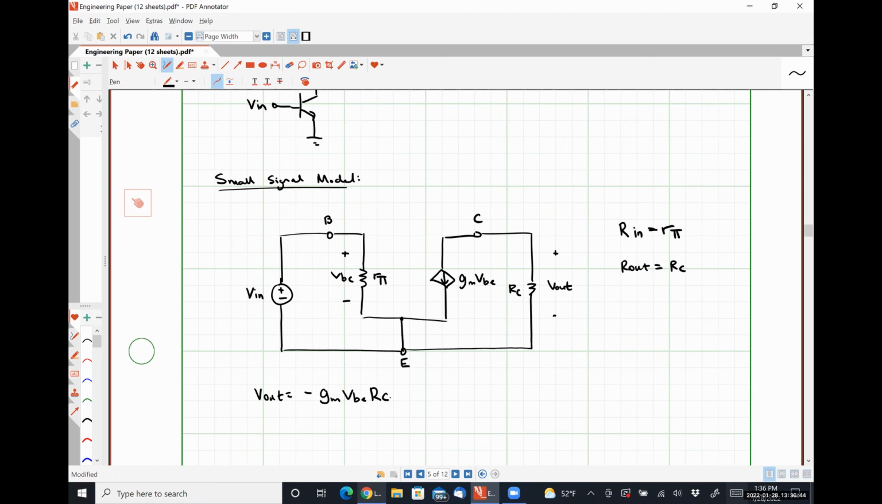All right. So I got there by saying the current that's flowing into the negative polarity terminal of V out is GM VBE. And from Ohm's law then, V out is negative GM VBE times RC, because the current's flowing into the negative polarity terminal. Literally circuit analysis one level analysis here. All right. Gregory, what's the relationship between VBE and Vin for this particular circuit? They're equal. They're the same thing.